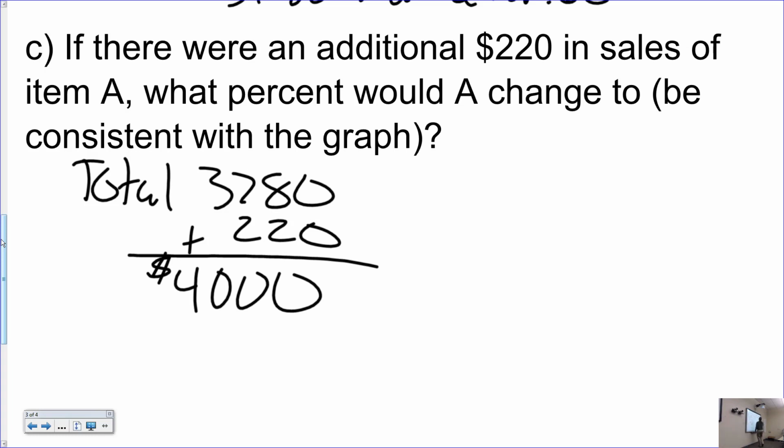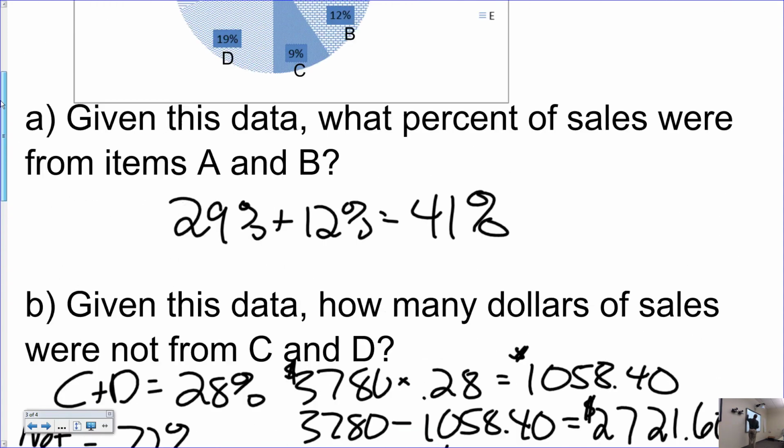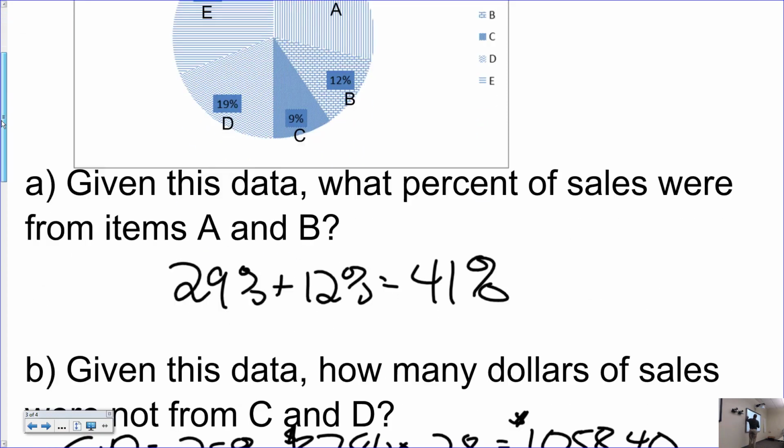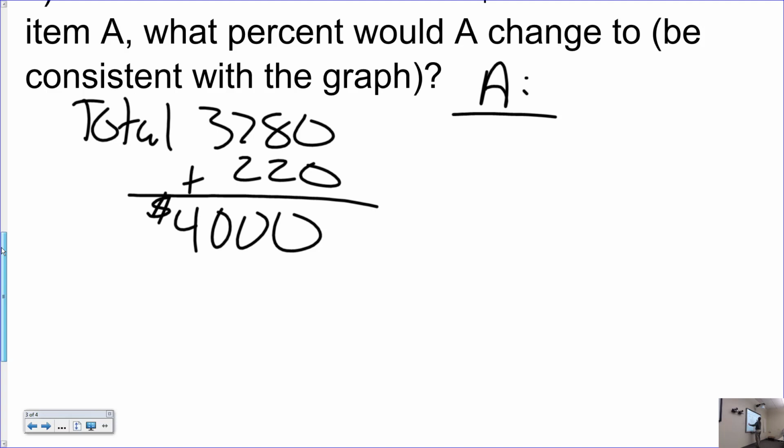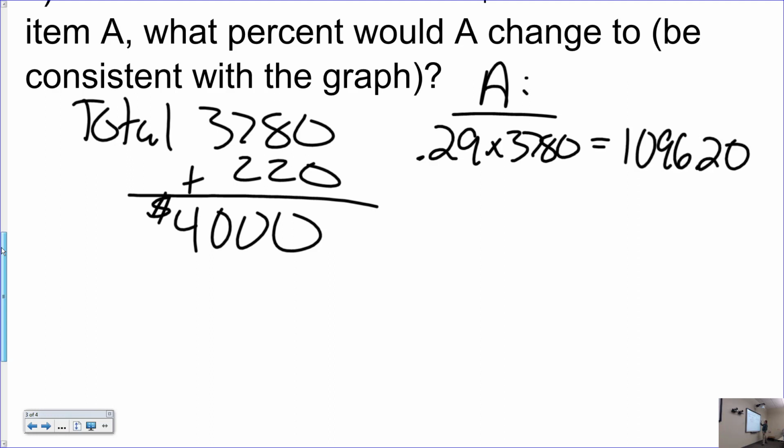But now what are we going to do with A? Do you multiply it by the old percentage? Yes, multiply by the old percent. What was A used to be? 29%. So to figure out what your sales in A used to be, figure out what 29% of 3780 was. What was that number? $1,096.20. Yes.